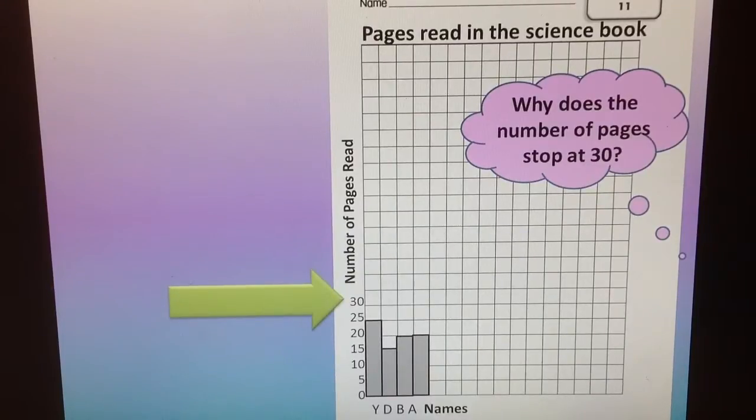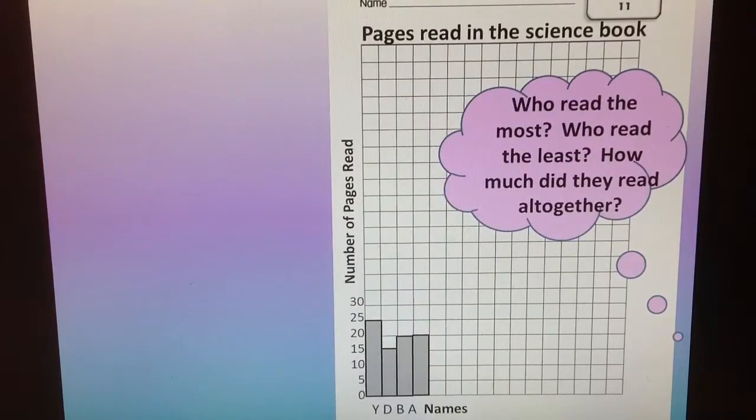Also, we asked why the number stops at 30. Some people wanted to keep making numbers all the way up to the top of the page, but we really didn't have to. Since number 1 student, Yolanda, read 25 pages, we don't need it to go past 25 or 30 because there's just no numbers that go that big, so it's just kind of wasted our time to make it go up higher. Who read the most? Students know that Yolanda read the most because her bar is the tallest. How much did they read all together? Students knew that you would just have to add all 4 totals, 25 plus 15 plus 20 plus 20, in order to find out how much they read all together.